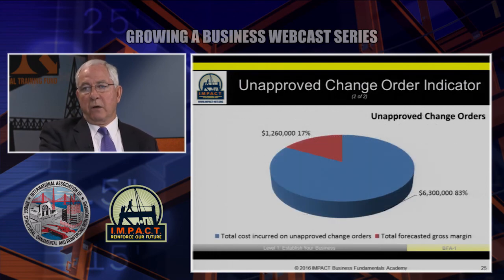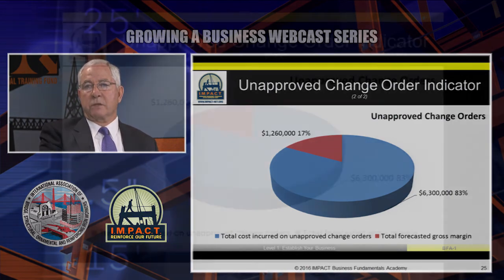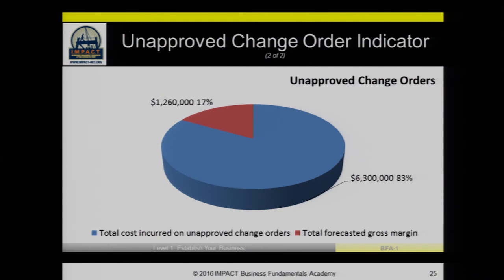So you can see here that on a total of about $7.5 million, we've got about $1.2 million of unapproved change orders. And so that represents a risk to the construction firm. And the total cost incurred on the unapproved change orders is in the blue, and the total forecasted margin is in the red.